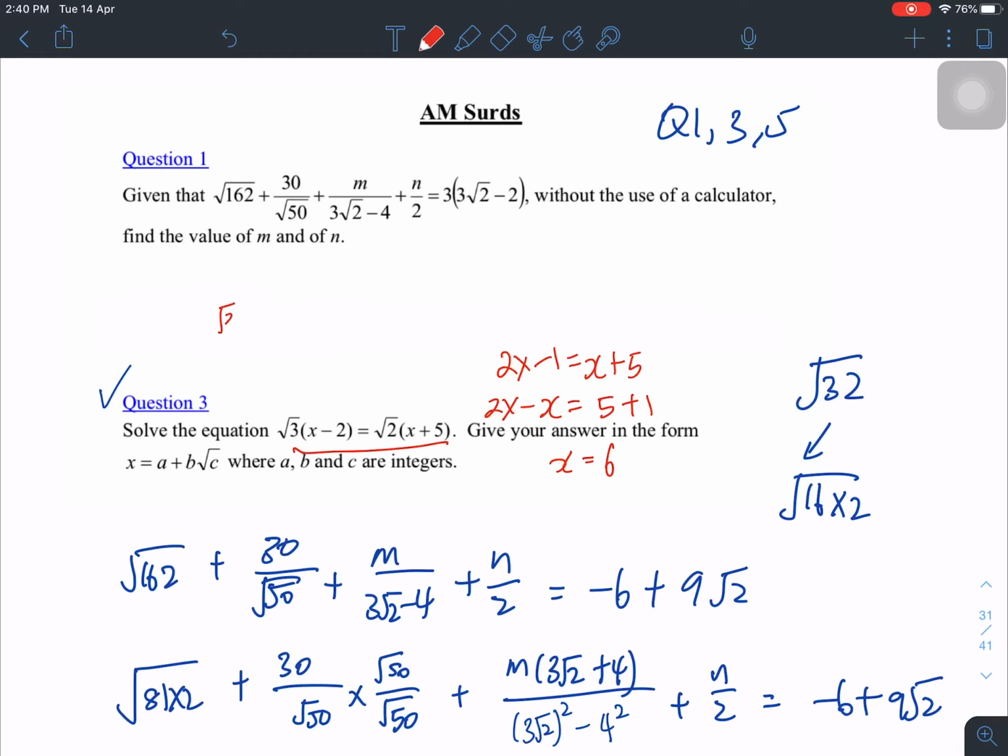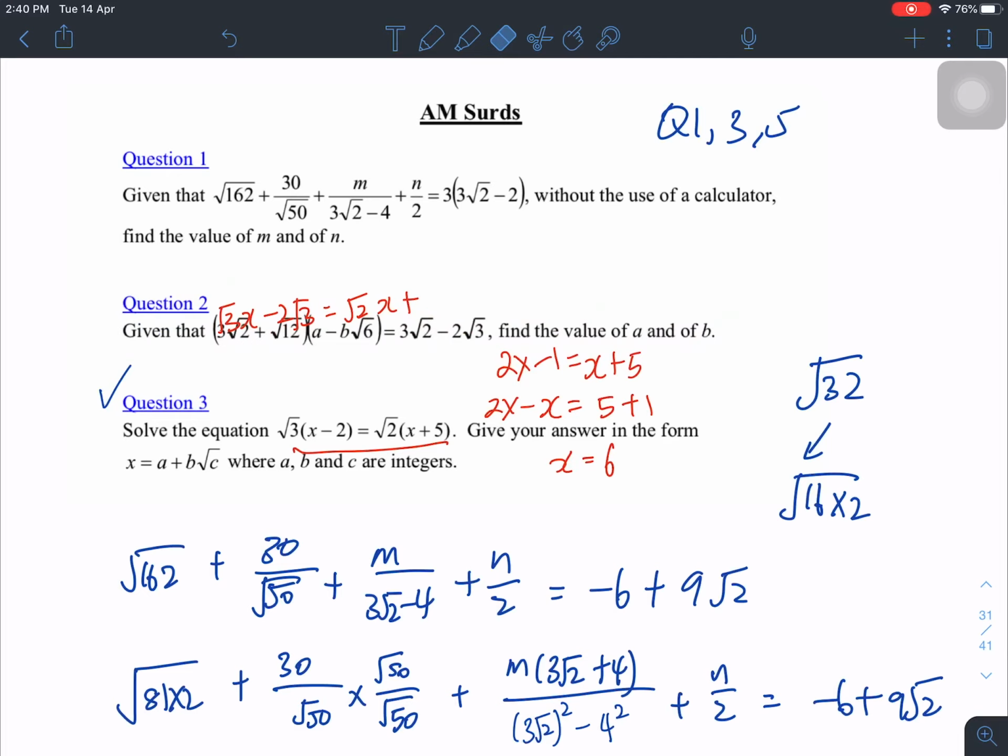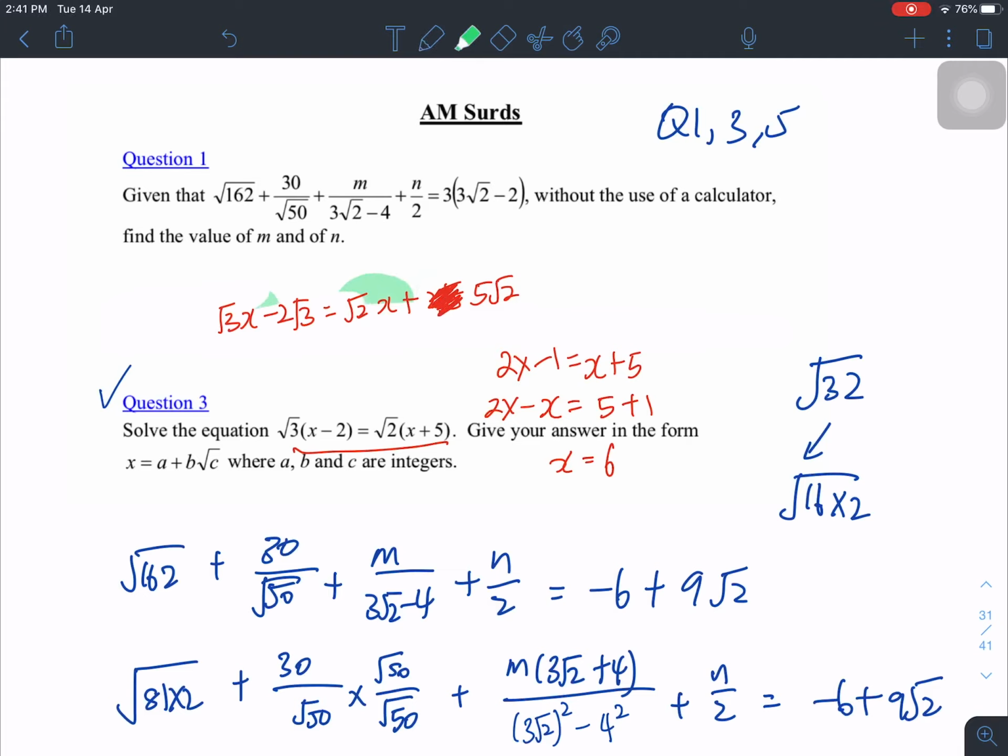In this case, we will need to expand out. Sorry, this would be 5 root 2. Then after that, you simply collect the terms together. You collect all the x terms together, and all the constant terms you bring to the right. And of course, you will factorize x, leaving yourself with root 3 minus root 2. That will be 5 root 2 plus 2 root 3.